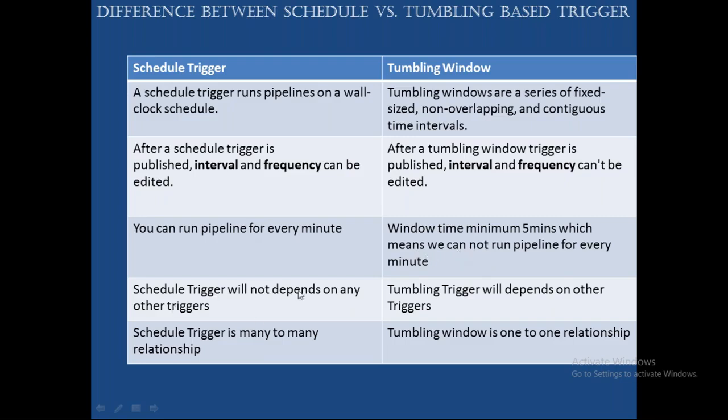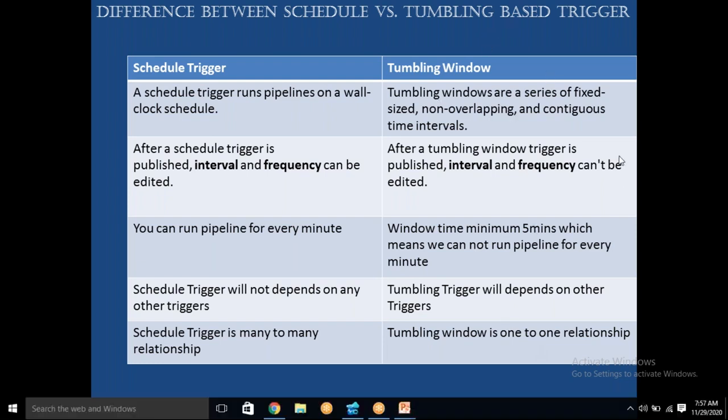Next, a schedule trigger will not depend on any other trigger. You cannot create any dependency here, but in tumbling trigger we can create some kind of dependency. Schedule trigger is a many-to-many relationship. Tumbling window is a one-to-one relationship, as we discussed. Okay, clear? This is clear, friends. Any doubts in any points, please let me know. I will clarify.